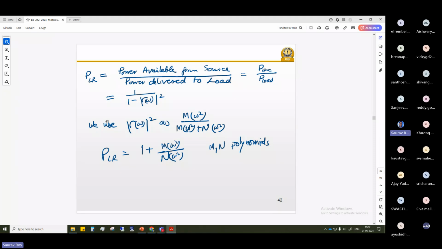If you give input at port 1, what you get at port 2 is S21, where port 2 is terminated with 50 ohm. That is how S21 is defined, right? So the amplitude of this S21 parameter is insertion loss.